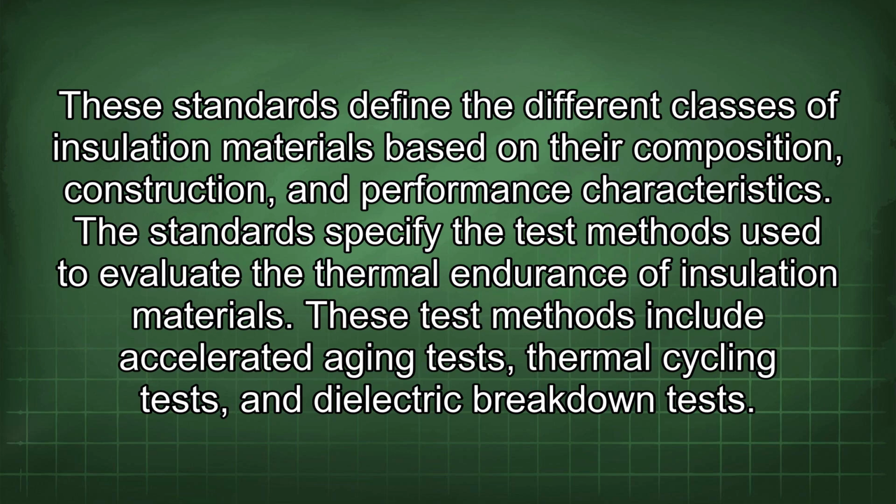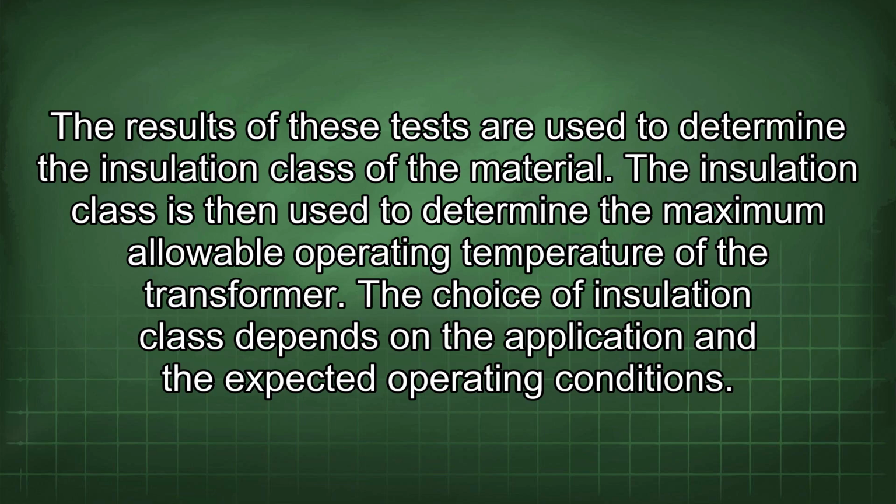These test methods include accelerated aging tests, thermal cycling tests, and dielectric breakdown tests. The results of these tests are used to determine the insulation class of the material. The insulation class is then used to determine the maximum allowable operating temperature of the transformer.